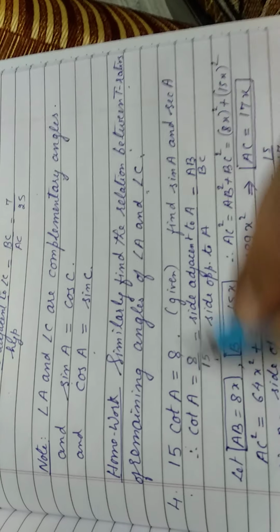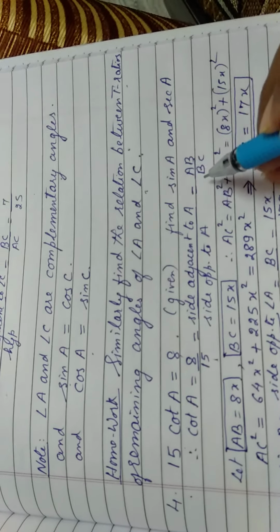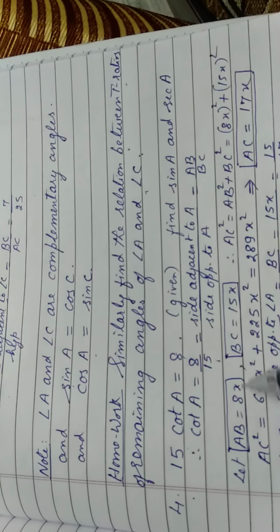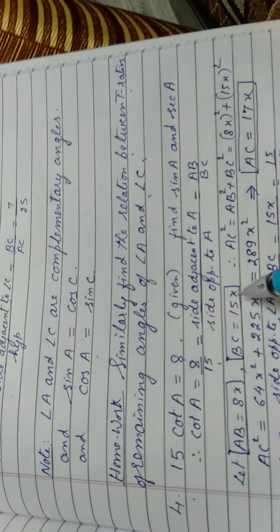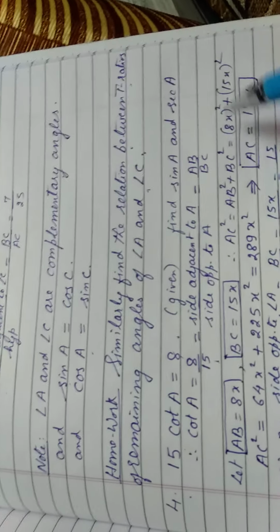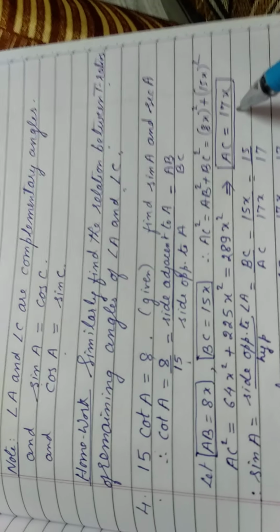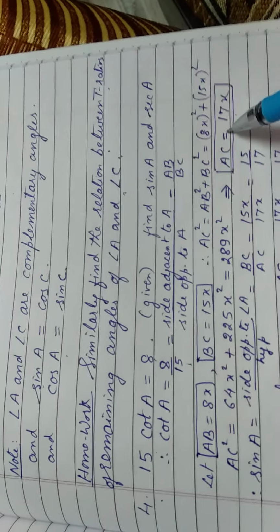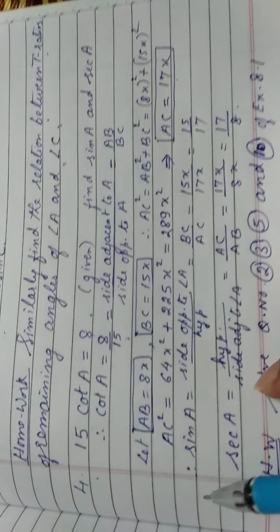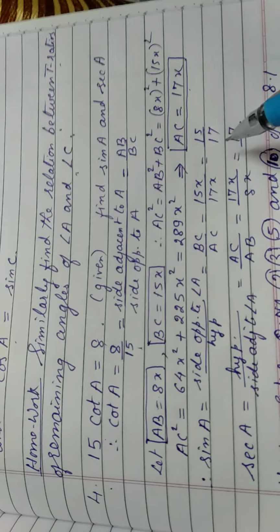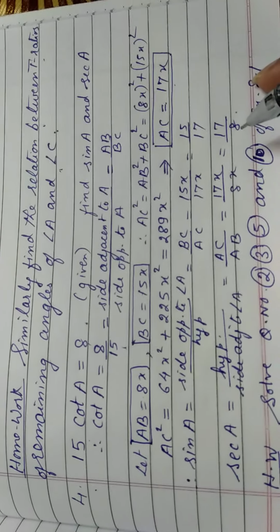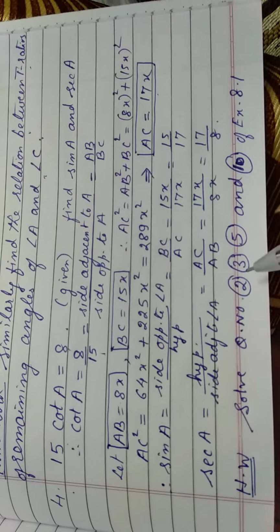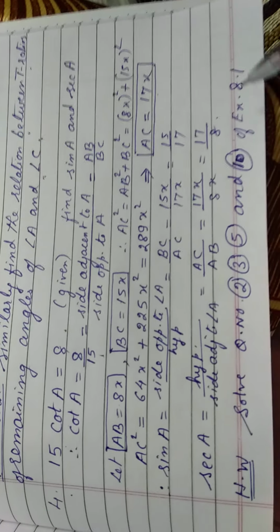So from this we can say that AB and BC are some common multiple of 8 and 15. So let AB be 8x and BC be 15x. Then by Pythagoras theorem, by solving it, you can get AC is equal to 17x. Now once again, like the previous problem, if you know all the 3 sides, you can find any ratio. So we have found sin A is 15 by 17 and sec A is 17 by 8. So children, in this way try to solve questions number 2, 3, 5 and 10 of the exercise.